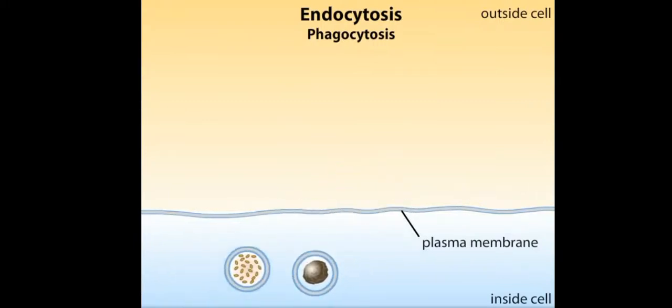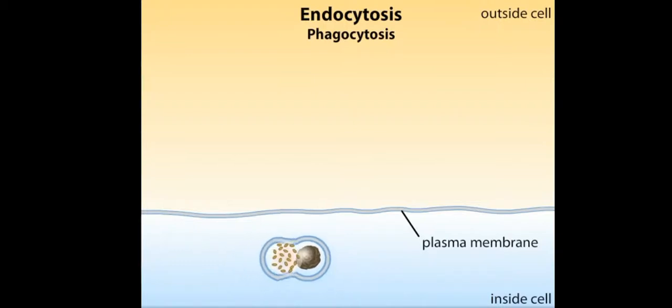Unicellular protists use phagocytosis for feeding, and some white blood cells use it for defending the body, engulfing foreign cells or substances. The resulting vesicle, called a phagosome, fuses with a lysosome, and the contents are digested.